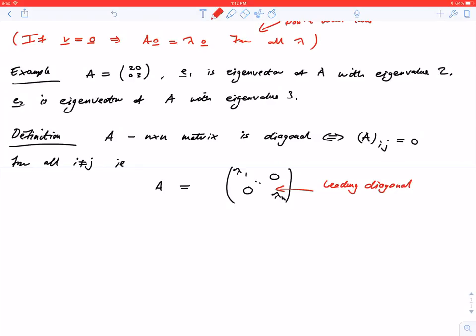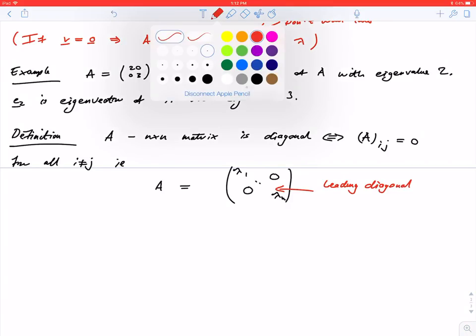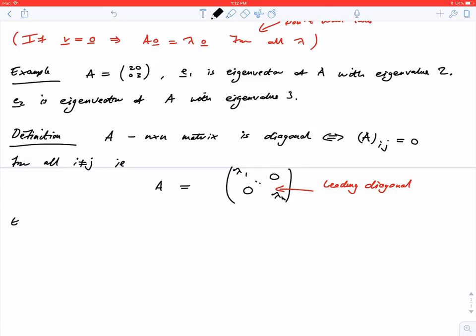But remember, lambda 1, these guys, they could be 0. There's nothing stopping this. So the 0 matrix is an example. So is the identity matrix. So examples: the identity matrix, it's 1 down the leading diagonal, or the 0 matrix. Nothing stopping you there. The main thing is you've got to be 0 off the diagonal.